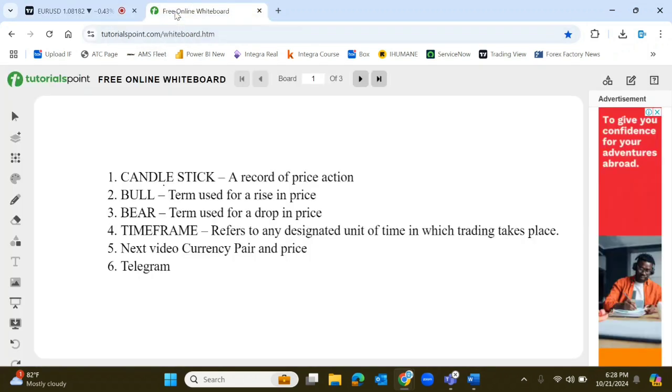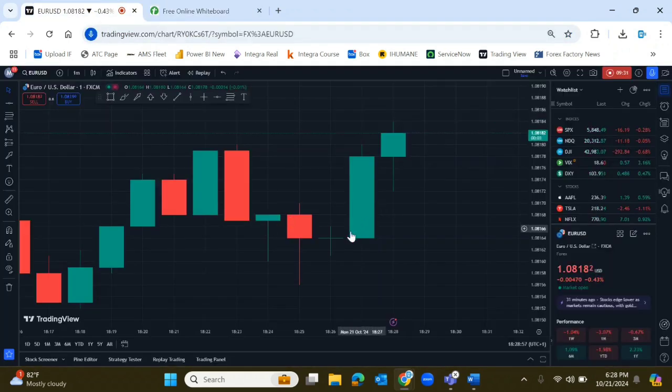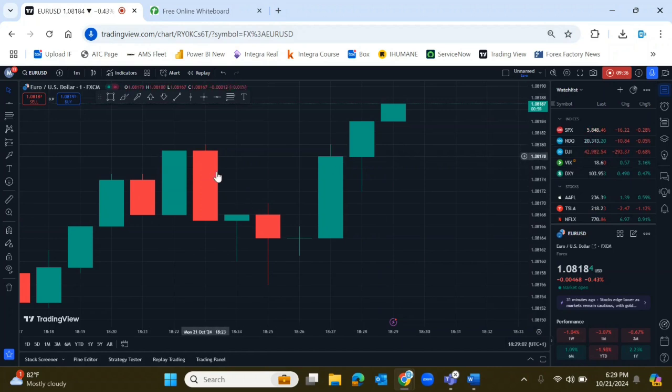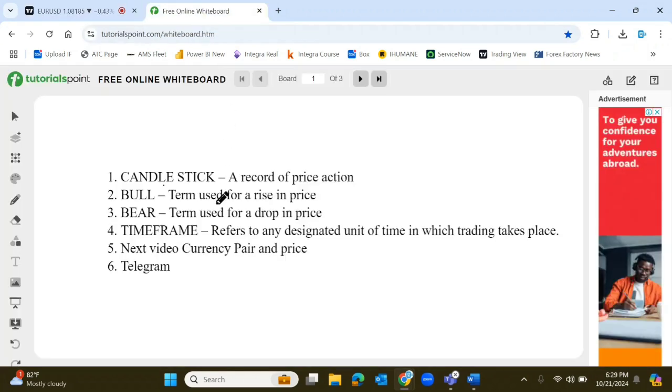And also, this bull candle I just explained is the rise in price. So if you see the price going up, it forms a green candle, which is a bull candle. If it is coming down, it forms a bear candle, which is this bear candle.